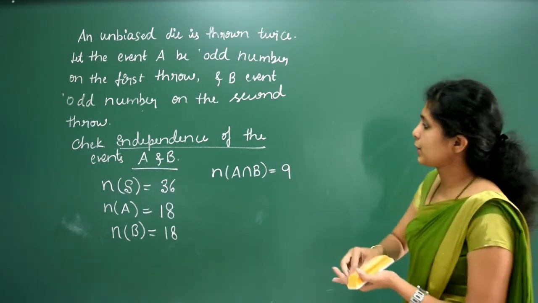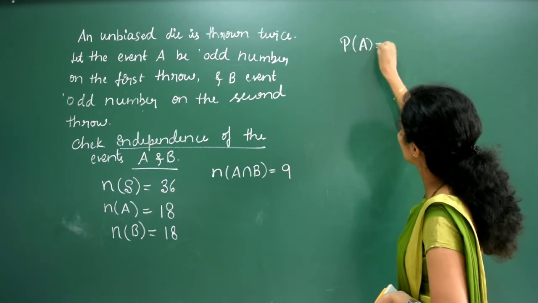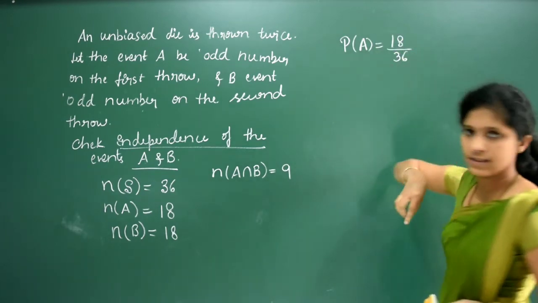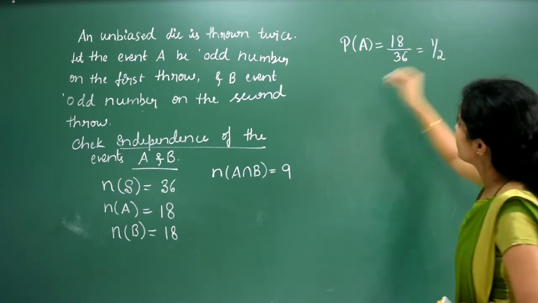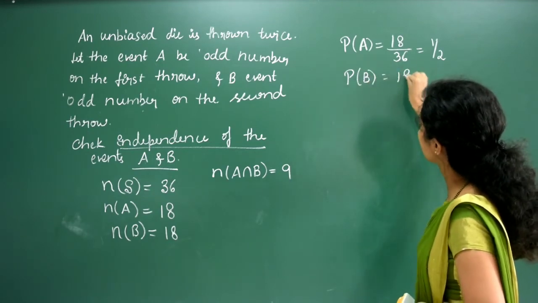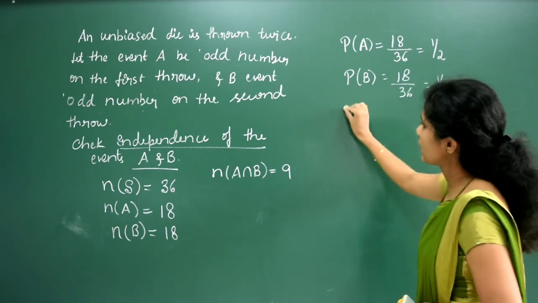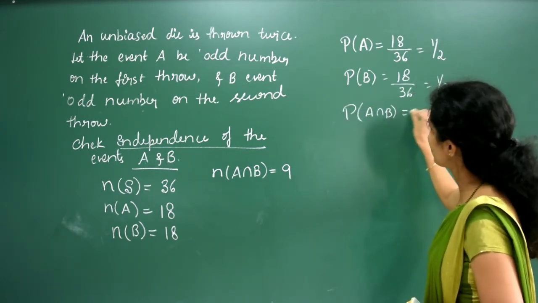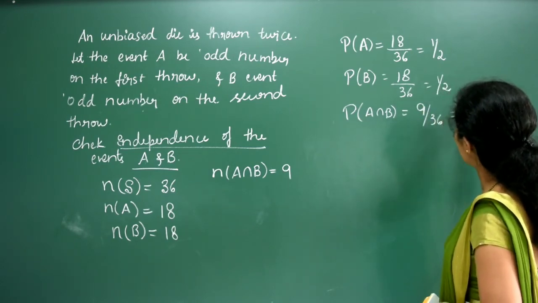What is the probability of P of A? P of A is equal to the number of elements, 18, divided by 36. Right? Total outcomes are 36. So it is equal to 1 by 2. Now P of B is also the same, right? So it is also 18 by 36, which is also equal to 1 by 2. What is P of A intersection B? A intersection B will be equal to 9 by 36. So this is equal to 1 by 4.